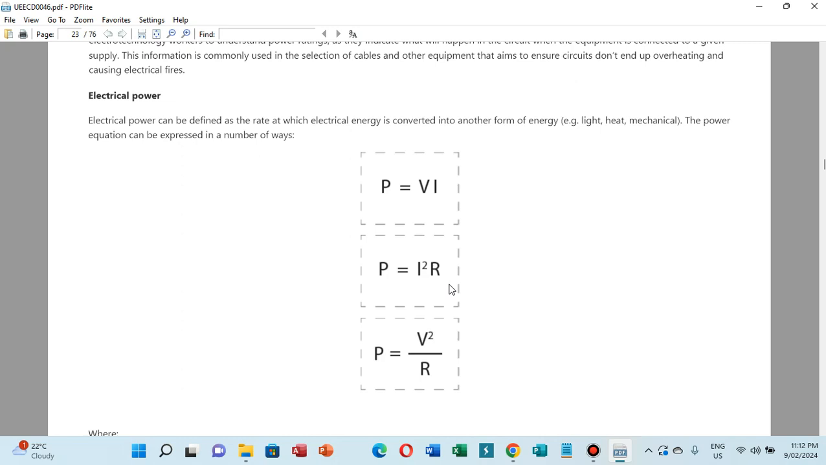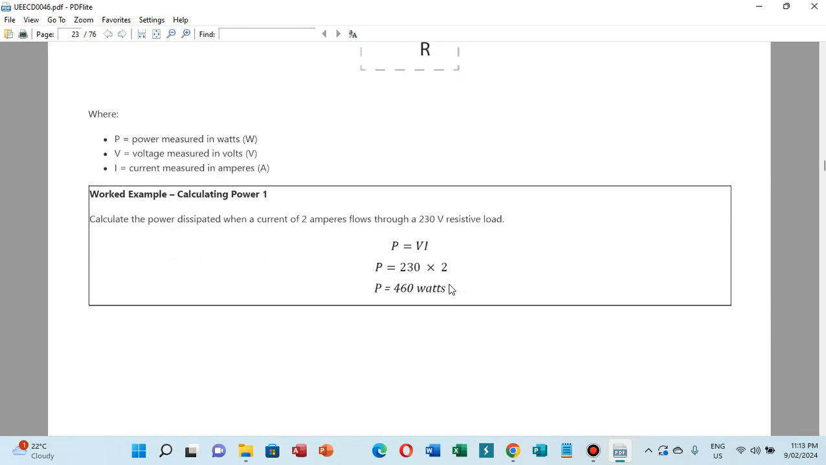So there are three ways to express the electrical power: P equal to VI, or P equal to I square R, or P equal to V square by R. If you know the voltage and current, you can calculate the power. So P equal to voltage times current, 2 ampere, then you can calculate the power.